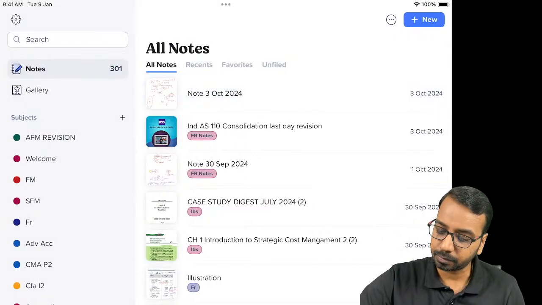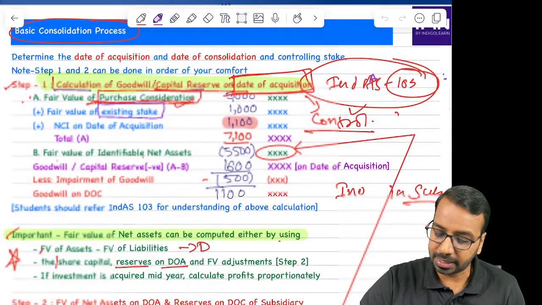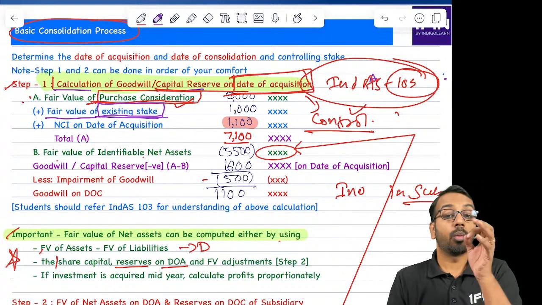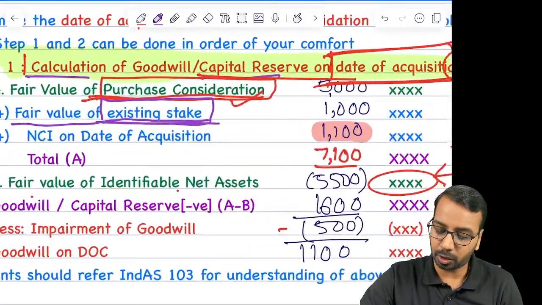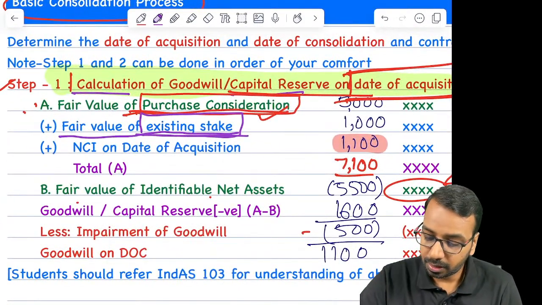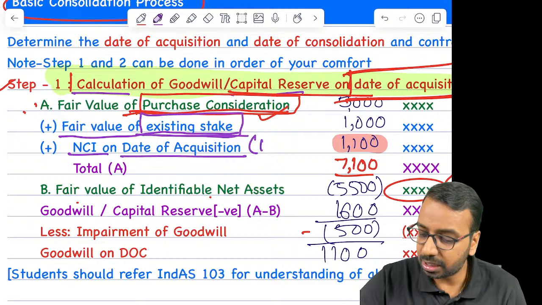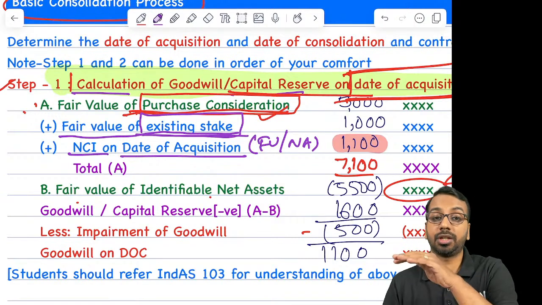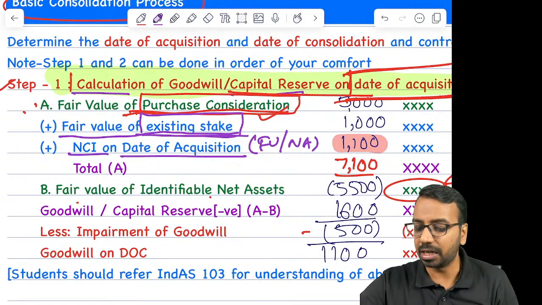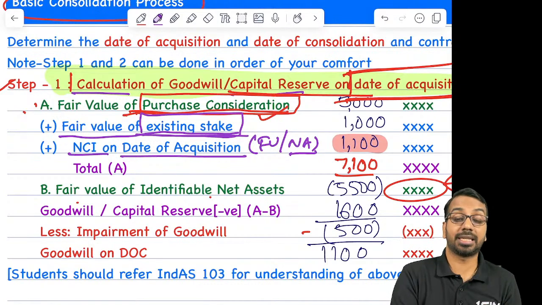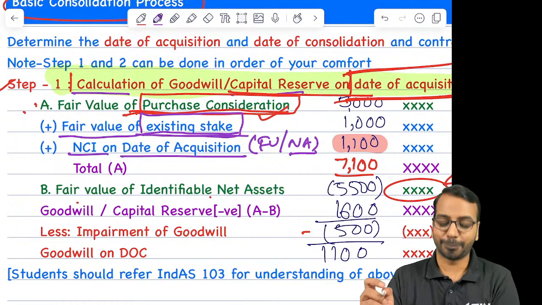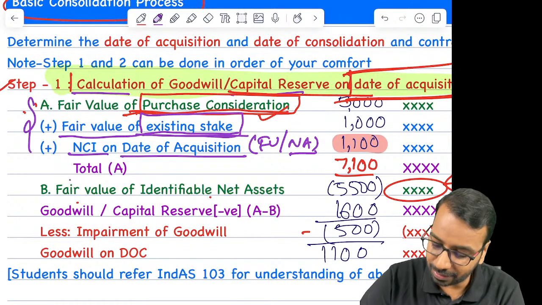So this is the fair value of existing stake. When we calculate, we have to see what is the value on the date we have obtained control. Then NCI on the date of acquisition. This we can do based on fair value or on the basis of net asset, depending on what is given to you in the question. If the question does not say anything about fair value information, then we generally follow the net asset method. If the question says fair value of NCI is so much, we will take the NCI fair value, right? Then the total of these three we will mark as A.